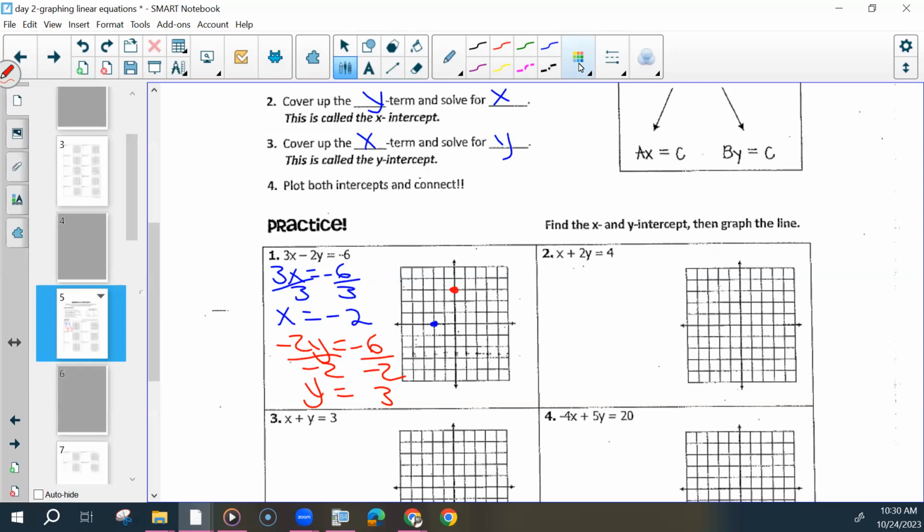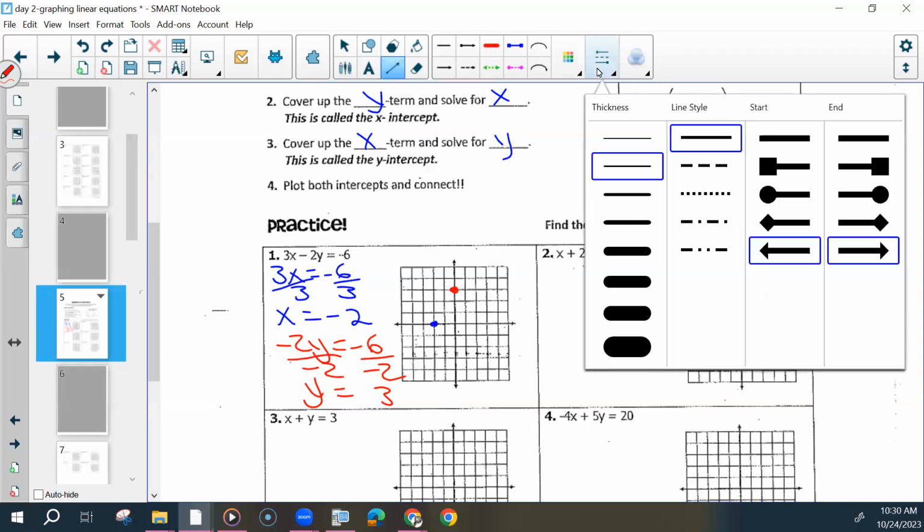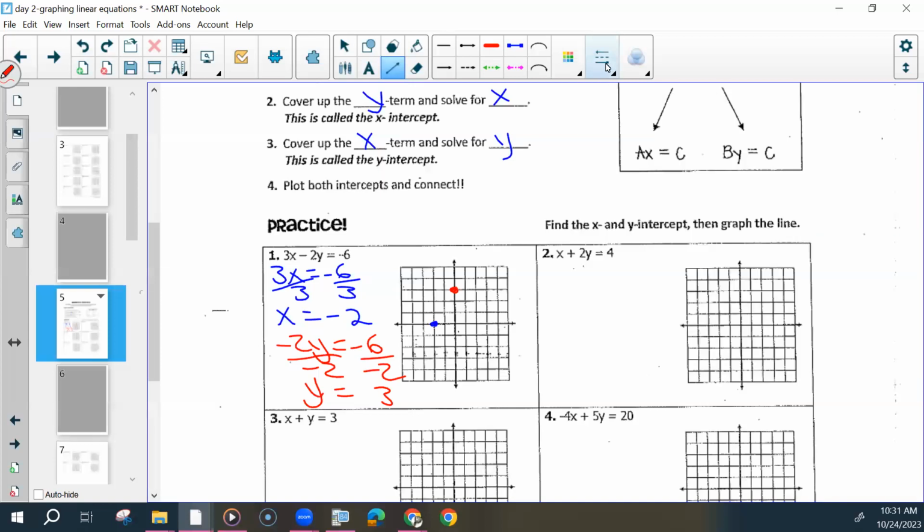When graphing by intercepts, you only need 2 points, your x and y intercept. That is all you should be plotting. After that, you can make a line. So if you want a ruler again, we'll grab that. But we are not graphing by slope here, so we should not have multiple points. We should only have 2.